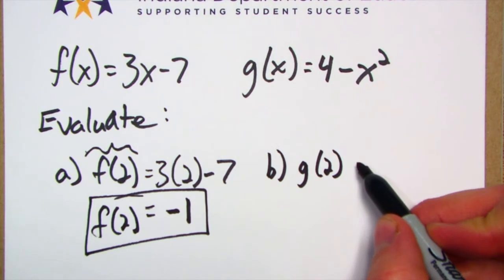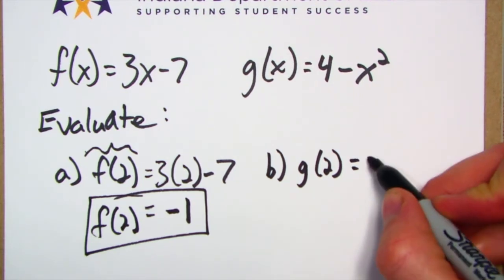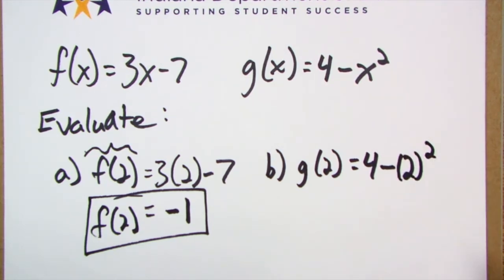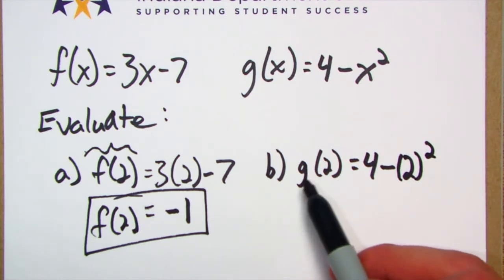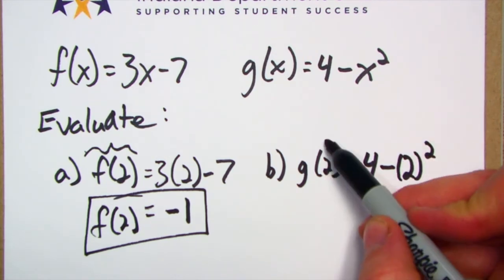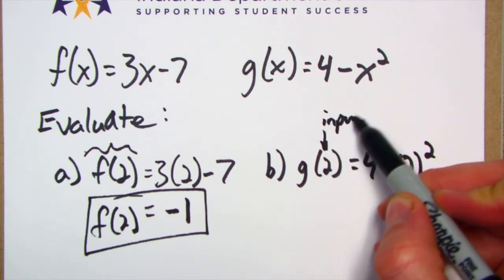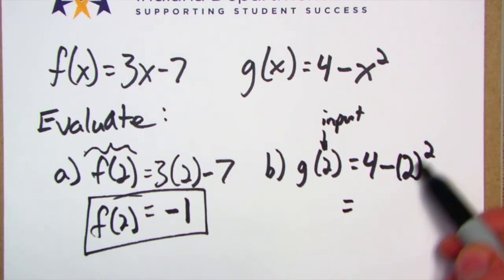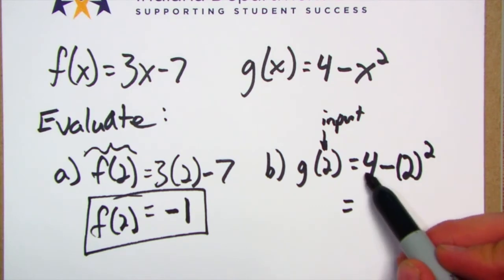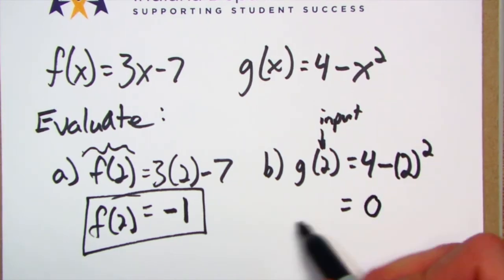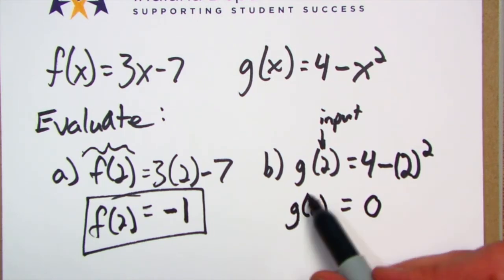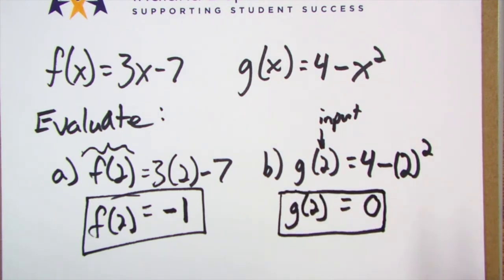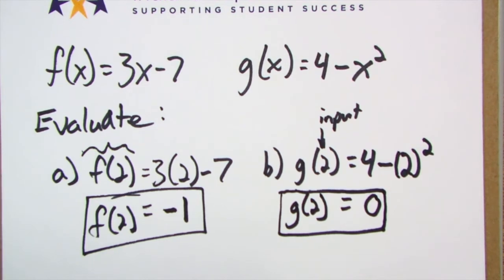All right, so g of 2 is 4 minus 2, and I'm going to put that in parentheses, squared. I want to find the value of the function g when I put a 2 in for the x. This is called the input. It's the thing I'm putting into the function. So I'm going to work this out. I do this first, so 4, and 4 minus 4 is going to be 0. So we've found that when I put 2 into the g function for x, I get out a 0.